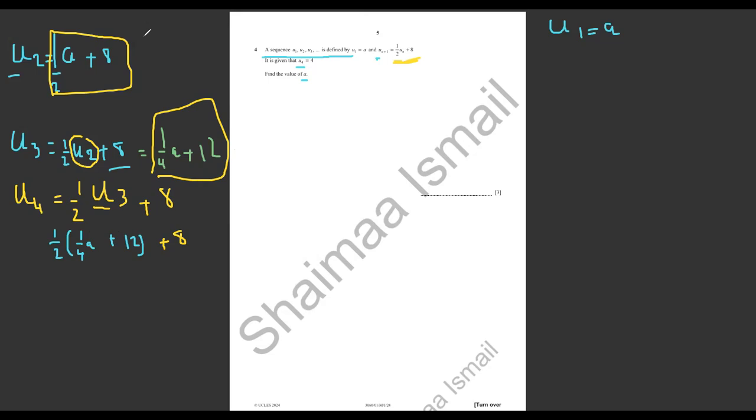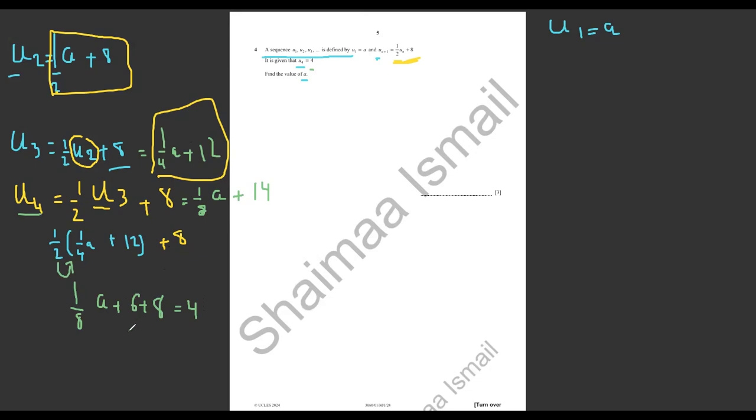So let's solve it. You can say this is half multiplied by a quarter, which is 1 over 8a, plus half of 12 is 6, plus 8, so u4 here will be equal to 1 over 8 a plus 14. It is said that this is equal to 4, so we solve it like an equation to get the value of a.